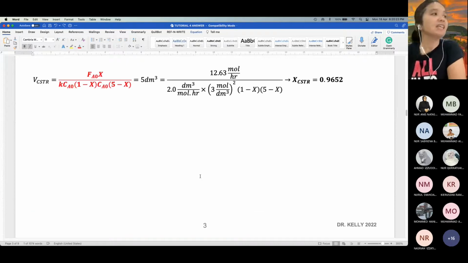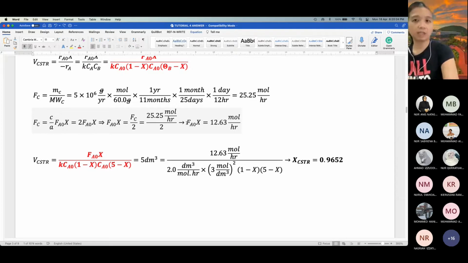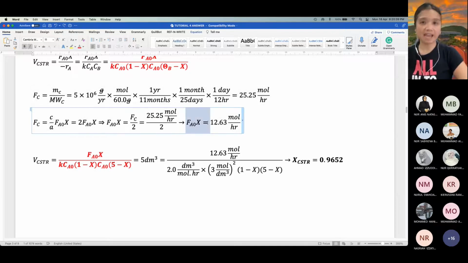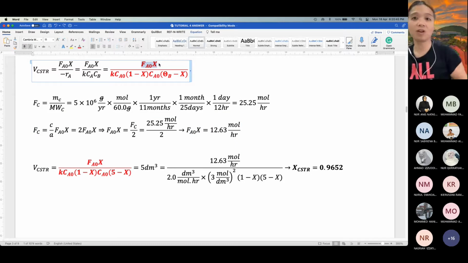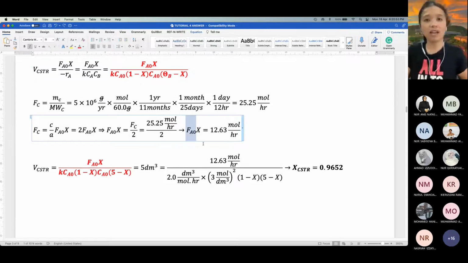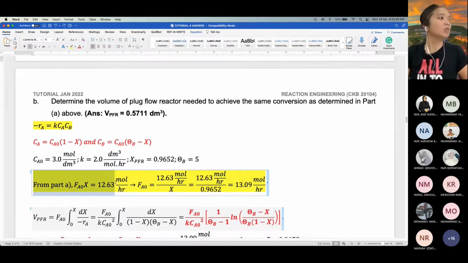Okay, earlier we actually found FA0X. Remember from part 1 I explained to you the correlation. From mass flow rate C, MC, I get FC. From FC, I will get FA0X. So it happens that our equation above was FA0X, so I replaced straight away with the numbers. However, in part number 2, it wants us to replace FA0. No more FA0X. So how do we do this? Okay, so we know FA0X equals 12.63, FA0X from part 1.